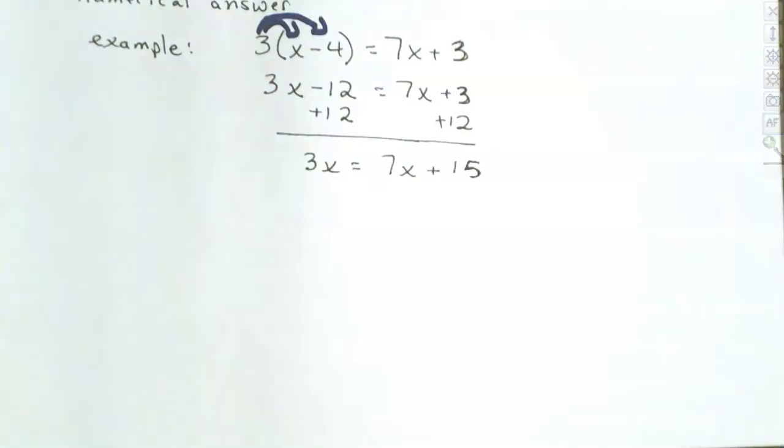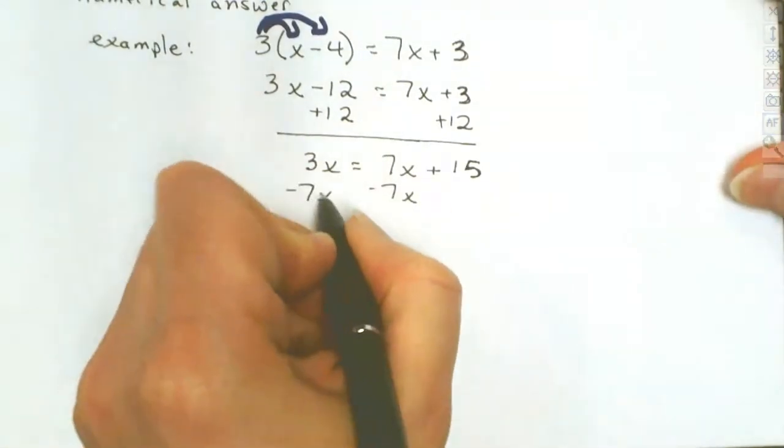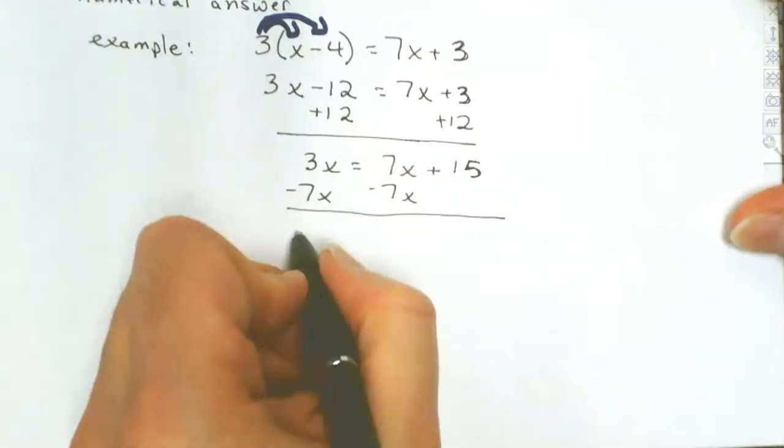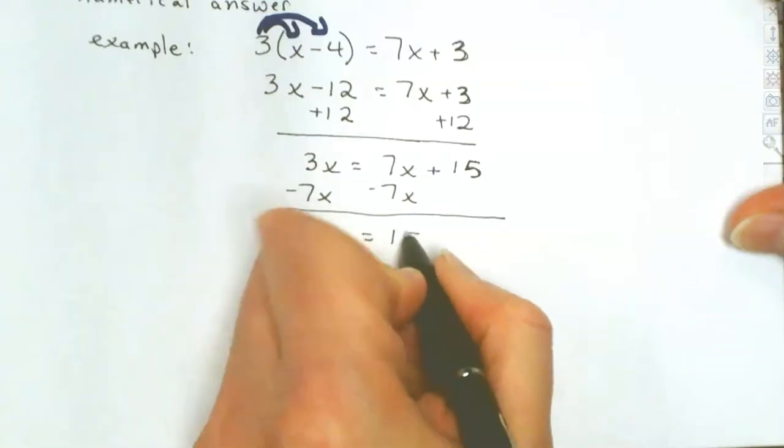Now, what do we do for our next step? We move that 7x over, right? Because we want to make sure we get the x on the left, and everything else is on the right. So we move that 7x over with subtraction. And that leaves me then with a negative 4x equals 15.